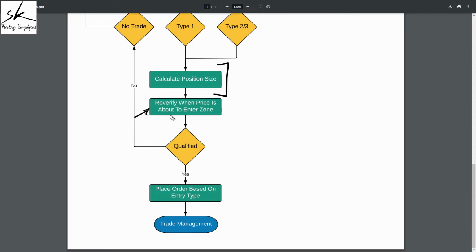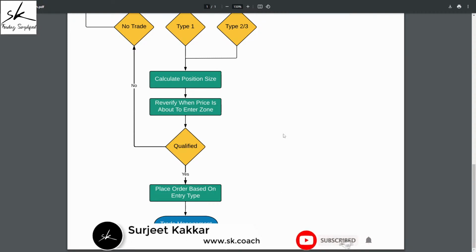Now, whenever the prices are back, we'll have to re-verify whether it still qualifies based on our trade plan or not. If the answer is yes, we place our order based on the entry type, in this case a type 1 trade. And the last step will be trade management, where at 1 to 1, we make it a break-even trade. And after that, if we get the opportunity to trail, we'll start trailing. And that is how we plan trades and manage trades in a very mechanical and rule-based way. So that takes care of today's example.